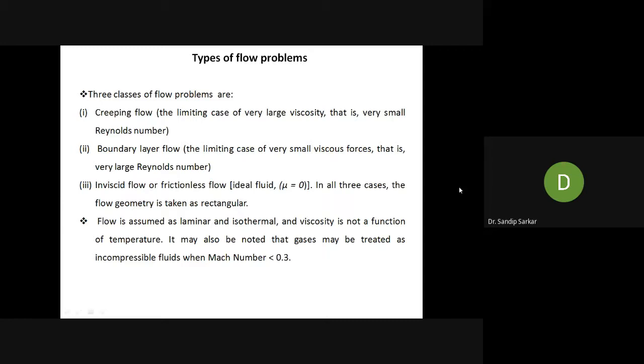So maybe viscosity is closer to zero. So those are three kinds of flow problems that may arise in reality.